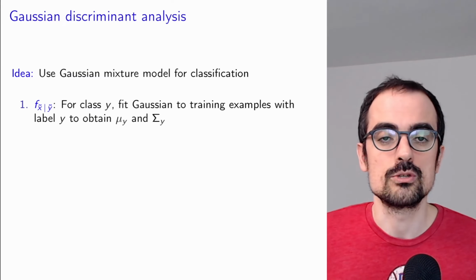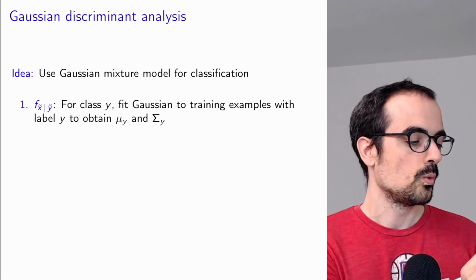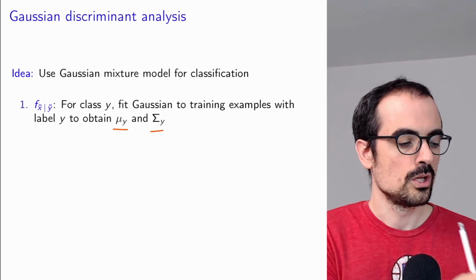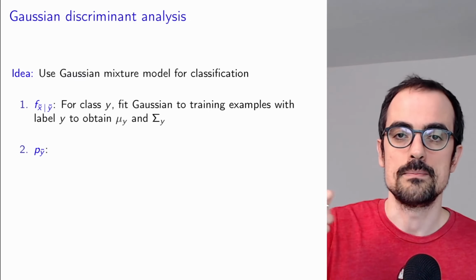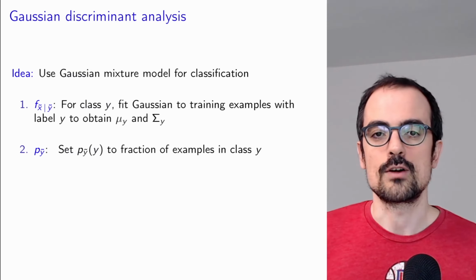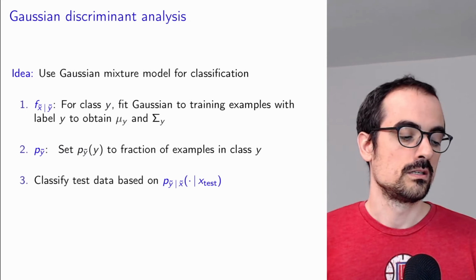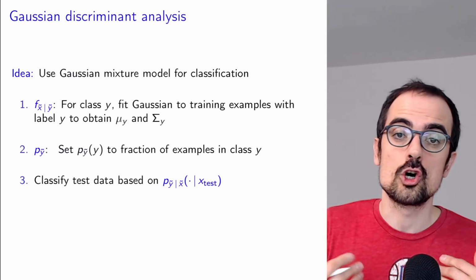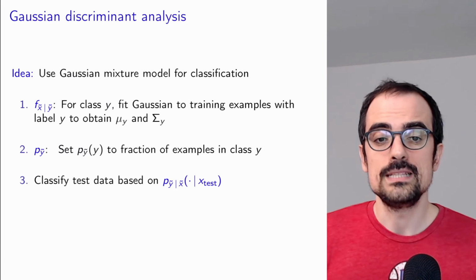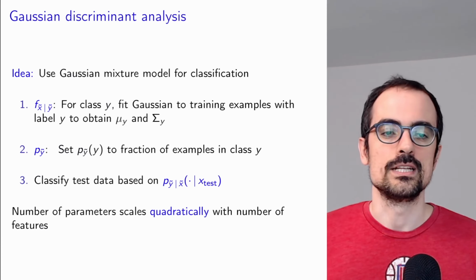So that's why we're using a Gaussian random vector. I do want to emphasize that point. And then for each class Y, we fit the Gaussian to the training examples by estimating the mean parameter and the covariance matrix parameter. We're also going to need to estimate the PMF of the classes, which is very easy. We just look at the fraction of data examples that belong to each of the classes. Then we classify the test data based on the conditional probability of each of the classes given the observed features, which we obtain applying Bayes' rule.